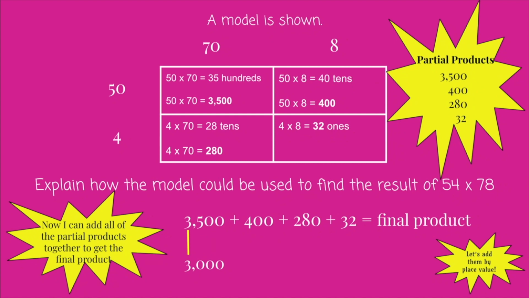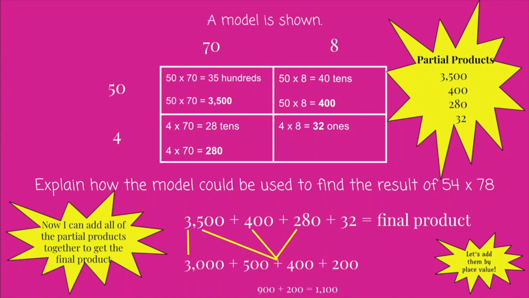So if we look at what our partial products are, we have 3,500 plus 400 plus 280 plus 32. Now we're going to break up each place value. So how many thousands are there? Well, there's 3 thousands. So we can bring our 3,000 down. Next, what's the next place value? Hundreds. So let's look at the hundreds that we have. We have 500, 400, and 200. Now we can add these up a couple different ways. So we bring our 500, our 400, and our 200 down.